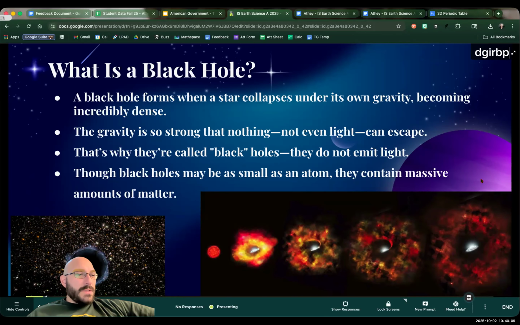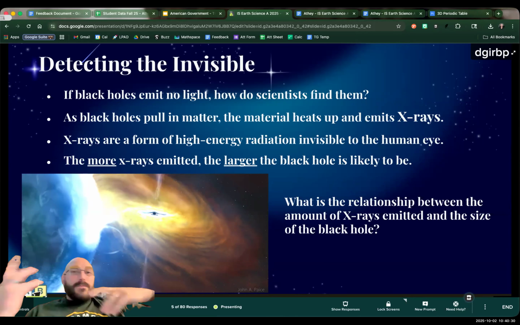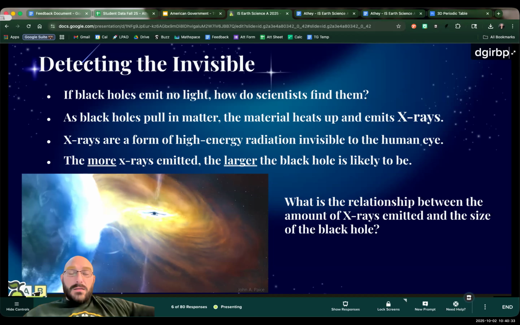Why is it doing this? Okay, so how do we figure out they're there? Well, we look at the gravitational pull. We see the stuff that is spit out. As stuff swirls in towards the center of a black hole, lots of things are happening on the outside. What we call the accretion disk, and those spit out light. So what's the relationship between the amount of X-rays emitted and the size of the black hole?